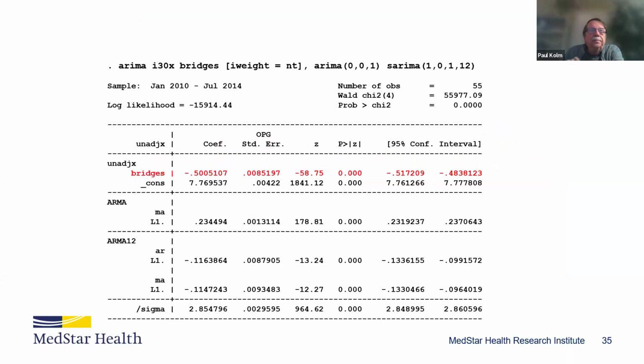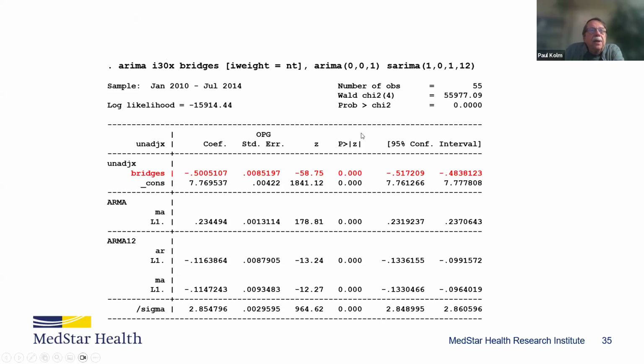And so what we want to do then is ask the question, is there an effect of the intervention, which I've labeled as Bridges up here, and you can see I have the model where we have the moving average, and then for the seasonal, I have both the autocorrelation and the moving average.